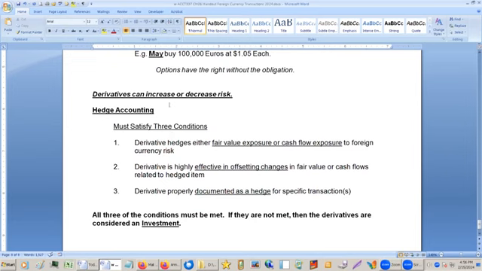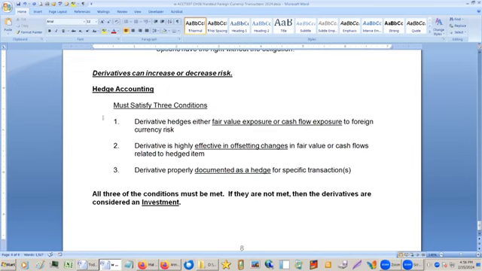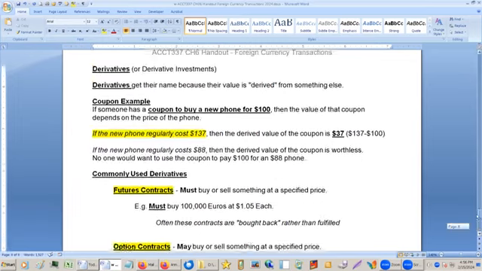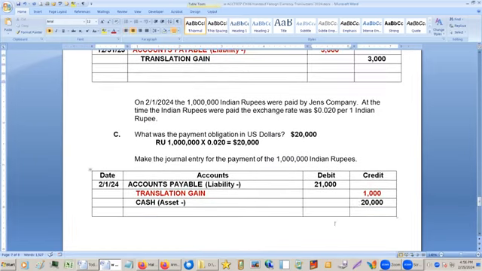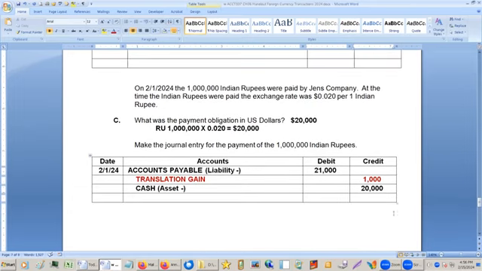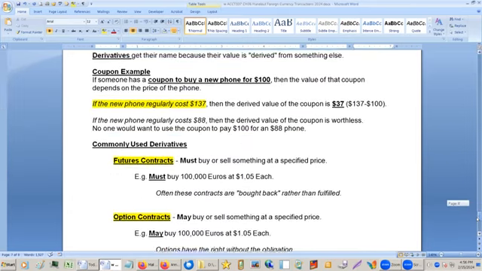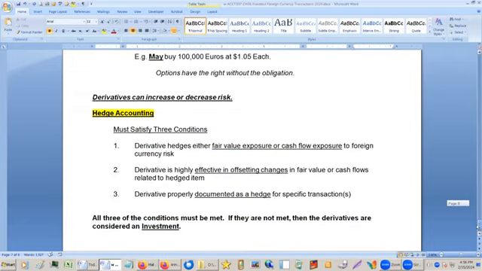Okay, derivatives can increase or decrease risk. Now, generally speaking, when we're doing these transactions, you may want to hedge these transactions. And usually you can pay a little bit of money, and especially if these are larger dollar amounts, if these are in thousands of dollars, but if they were in millions of dollars, you may not want to have that kind of uncertainty out there.